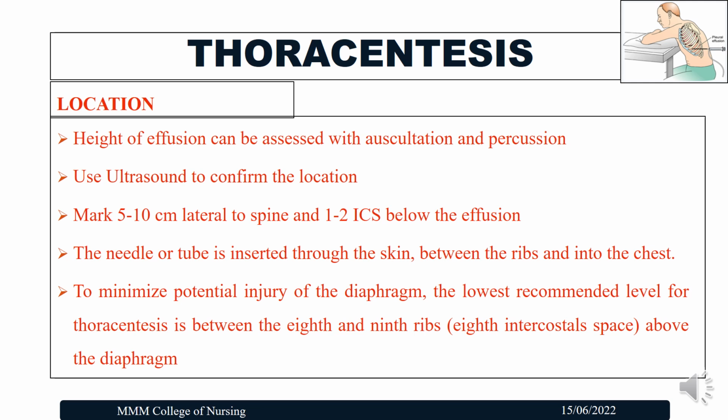Mark 5 to 10 centimeters lateral to the spine, or 1 to 2 intercostal spaces below the effusion. The needle or the tube should be inserted through the skin between the ribs and into the chest. To minimize or avoid potential injury to the diaphragm, the lowest recommended level for thoracentesis is between the 8th and the 9th ribs, that is, the 8th intercostal space above the diaphragm.